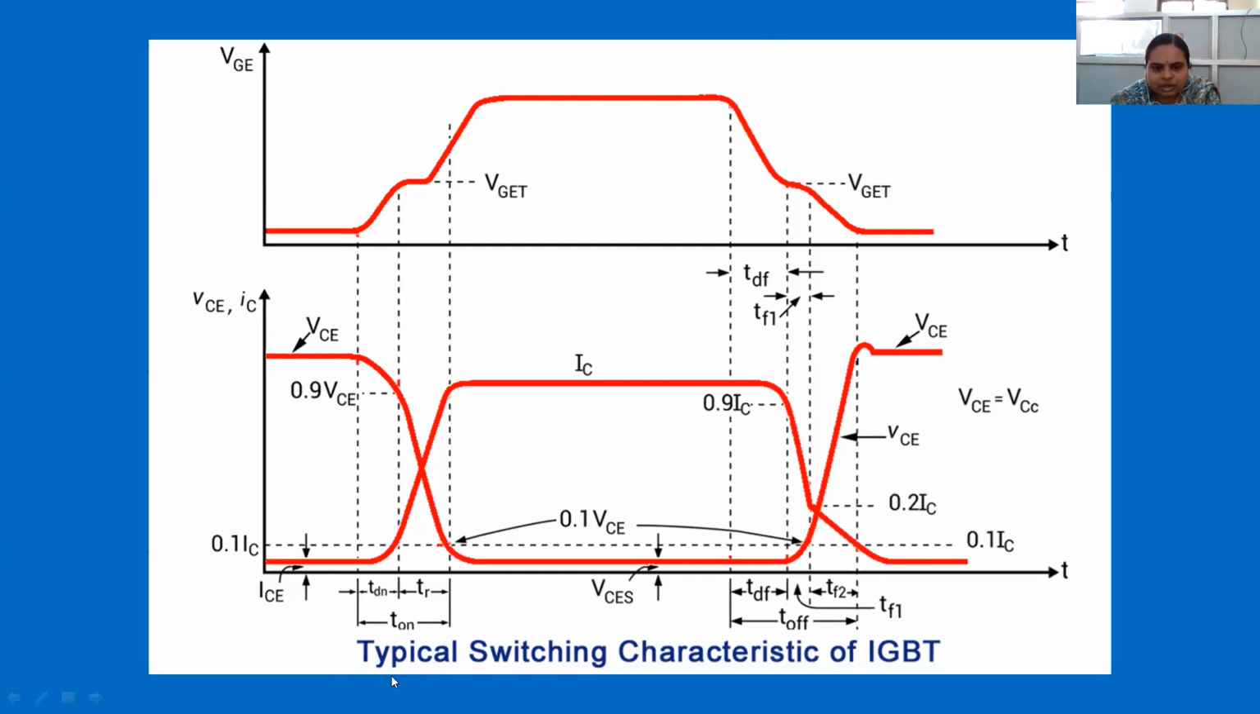Next, this is a typical switching characteristic of the IGBT. The delay time plus rise time is called the turn-on time, and the delay time plus the fall time is called the turn-off time. Within this, our IGBT is going to be working, meaning it will be on.